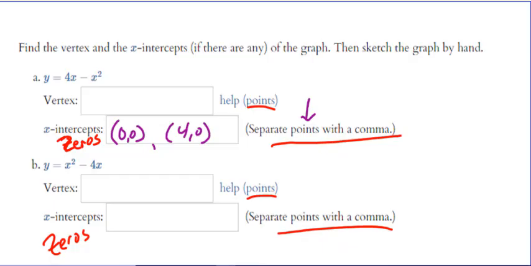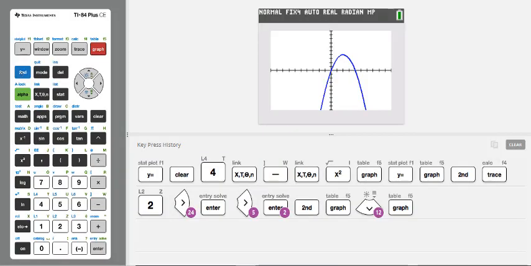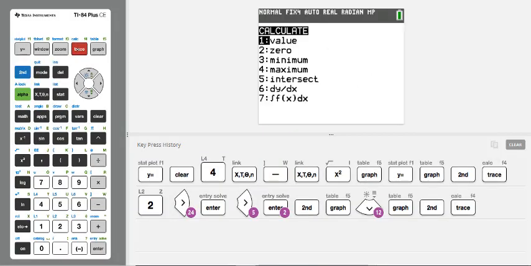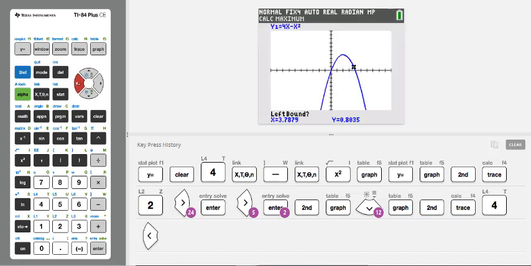Now, what else do they want? They want the vertex, right? So let's go do this. Second trace vertex. So it's opening down, so I need a maximum. So I got to go back up. All right, there. And by now, if you have used your calculator accordingly and done these steps, these things ought to be very easy and done quickly and efficiently. The maximum of the vertex is 2, 4.